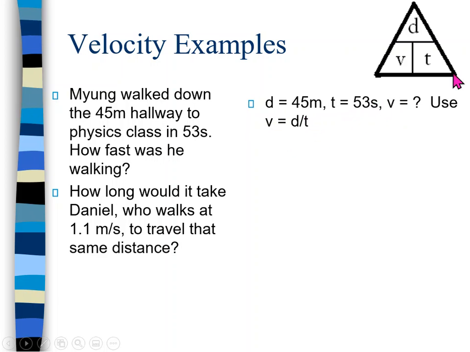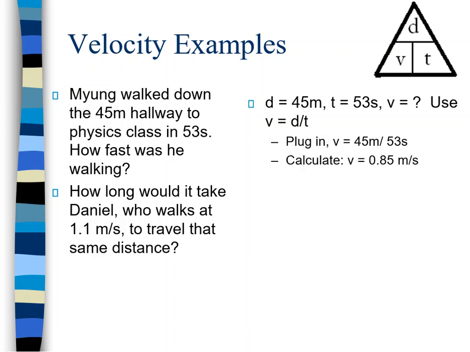I don't even need to worry about it, but I can do the cover-out on the v, and I get d over t, right? And then, after I've rearranged my equation, I can go in and plug in and solve. So I get 45 meters over 53 seconds, and I calculate that to be velocity is 0.85 meters per second. That's for my own. Now, Daniel is walking down the hall, slightly faster, 1.1 meters per second.